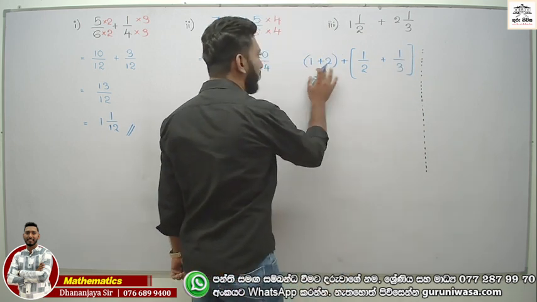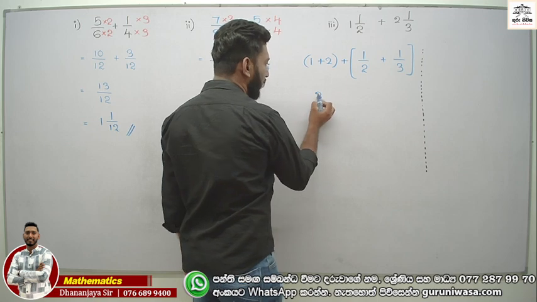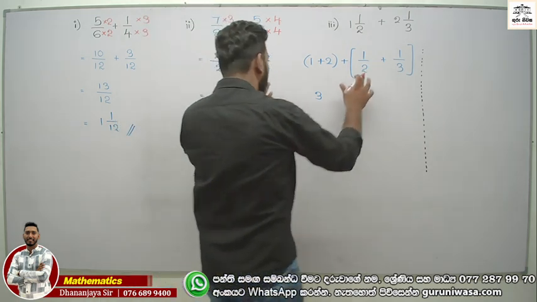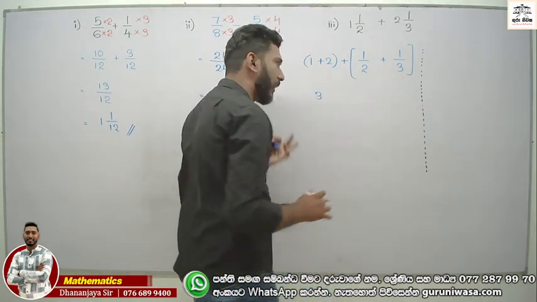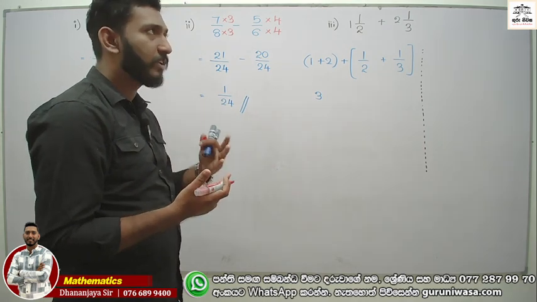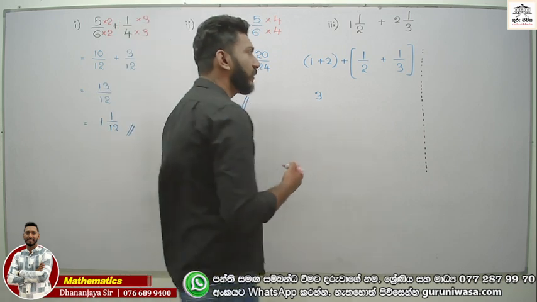Now you know 1 plus 2 becomes 3. Now we have to get the LCM, lowest common multiple, of 2 and 3. 3 is the greatest one. 3 cannot be divided by 2, no? So we go to another multiple. 3, 6. Yes, 6 is 2 times 3.